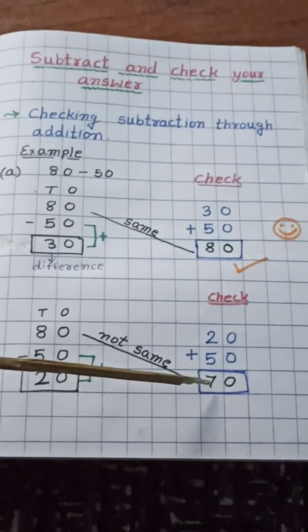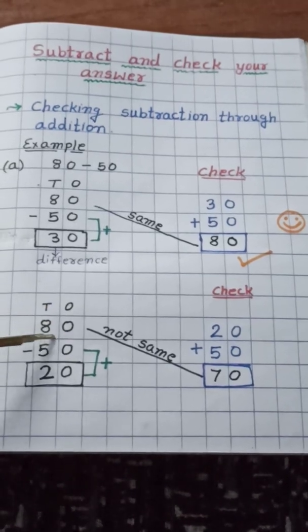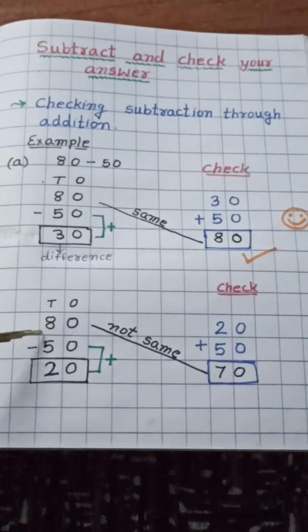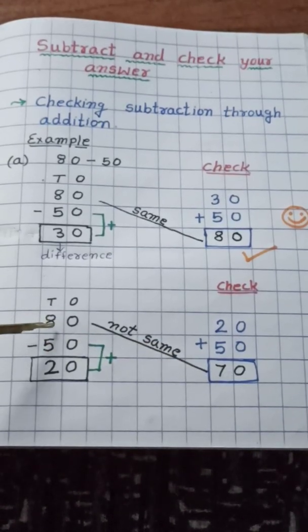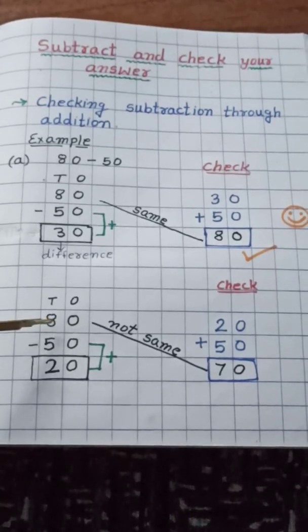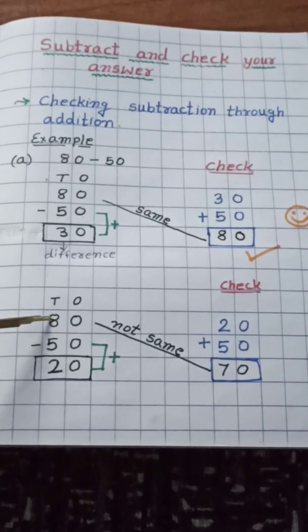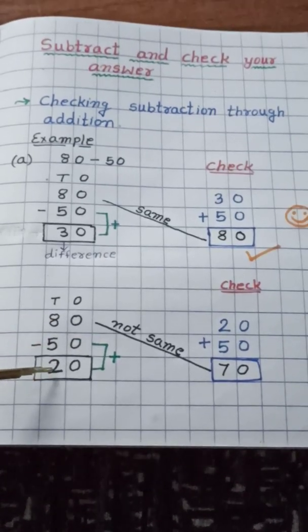So children, we have to check the sum with the greater number, that is 80, but here is 80 and here is 70. So is it equal? Is it the same? No, not the same. Why? Because here is 80. Okay. So this answer is wrong.